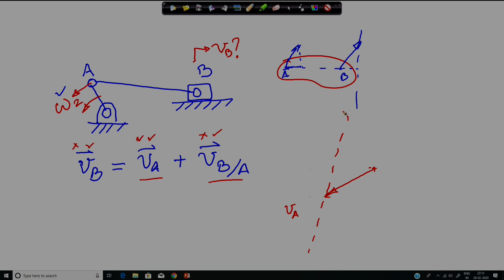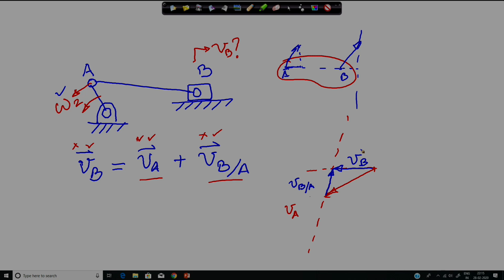So, velocity of B relative to A must be along this dashed line, and velocity of B is horizontal, and these three vectors must complete the velocity diagram or velocity triangle here. Therefore, this must be velocity of B relative to A, and that must be equal to velocity. So, this vector plus this vector must be equal to this vector. So, this must be velocity of B. So, this is the vectorial approach for solving this.